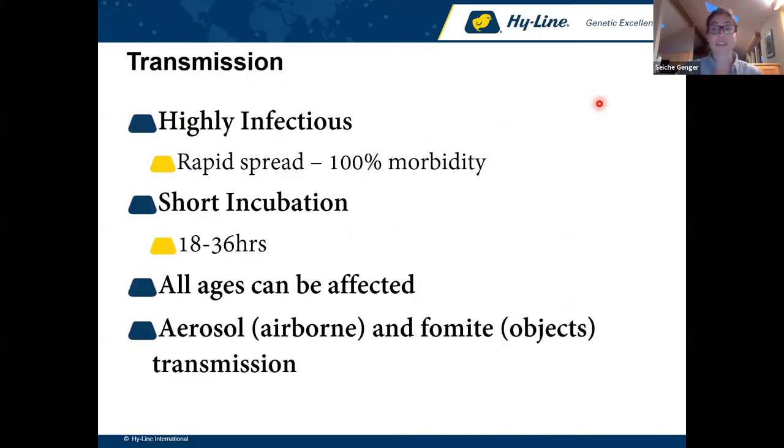So how does it transmit? In this case, it's a lot like coronaviruses that we see in people. They're highly infectious, with rapid spread, so almost 100% of your house is going to be sick very quickly. The incubation time is quite short, only 18 to 36 hours, and all ages of birds can be affected. This could happen from the third day after pullets have arrived on your farm or anytime later in life. It's also aerosol, which is airborne transmission, as well as fomite, which is transmission by objects. So all the same things we do to protect ourselves from the current coronavirus, like wearing masks and being very clean about what we bring into our homes, apply to infectious bronchitis virus when we're talking about our poultry.